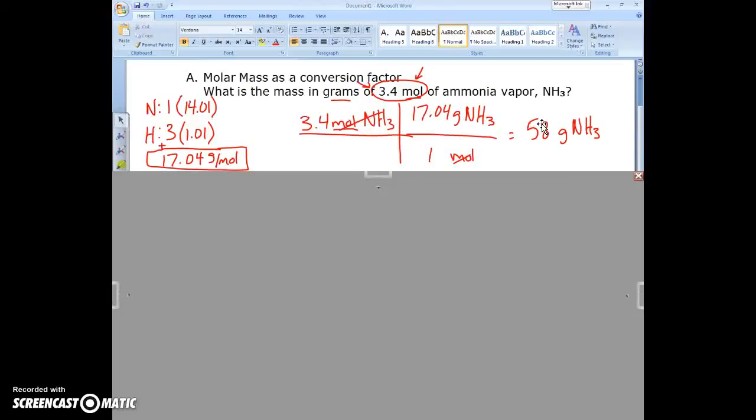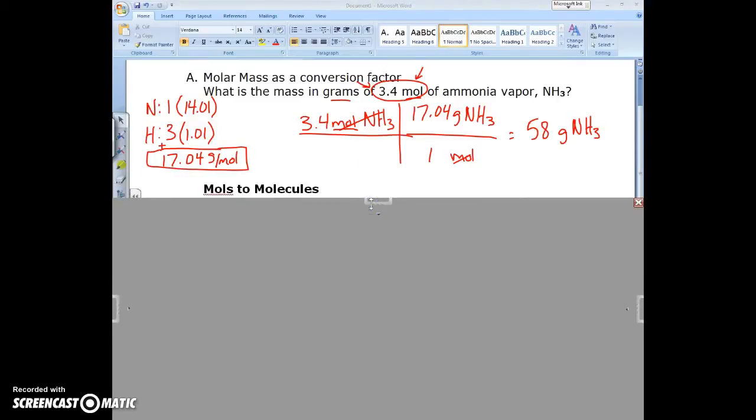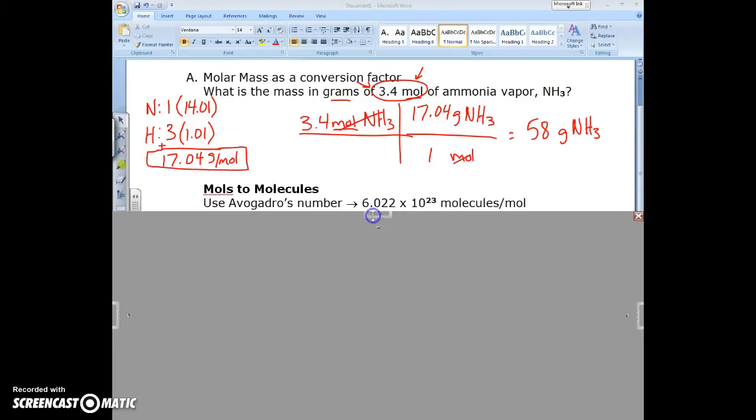So you could use, again, that molar mass is used to go from grams to moles or moles to grams. What if we have molecules and are going from moles to molecules? Well, we're going to get Avogadro involved again. So Avogadro's number, it's there again, 6.022 times 10 to the 23rd molecules per mole.